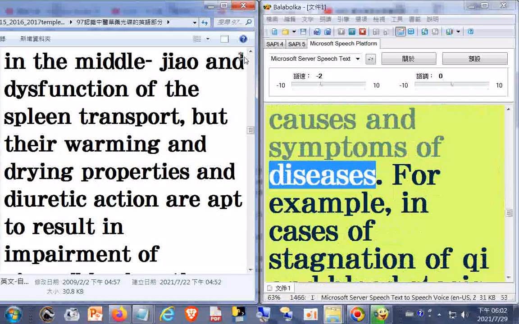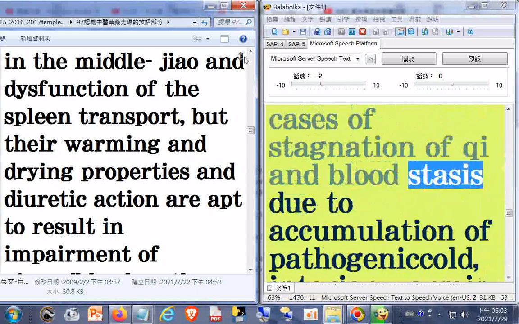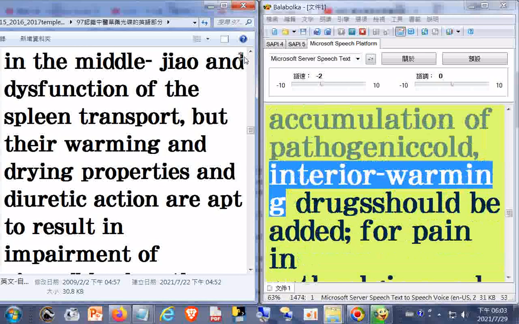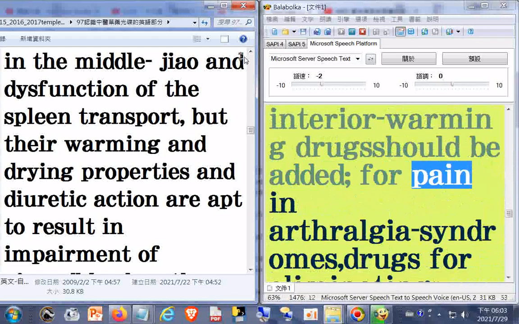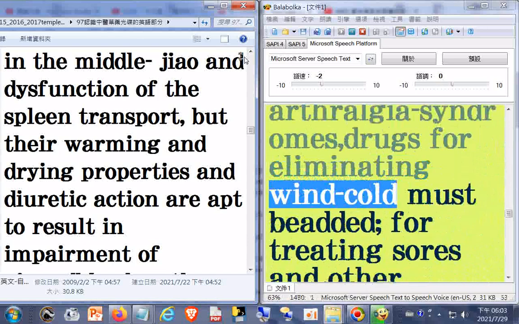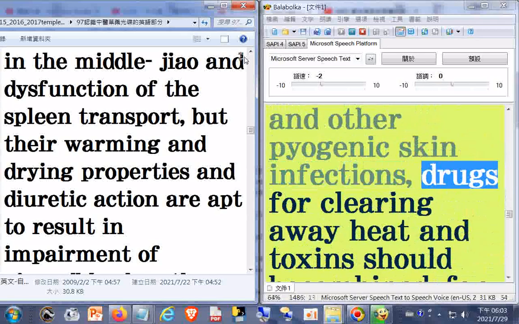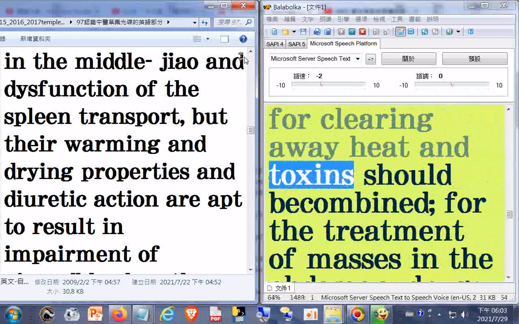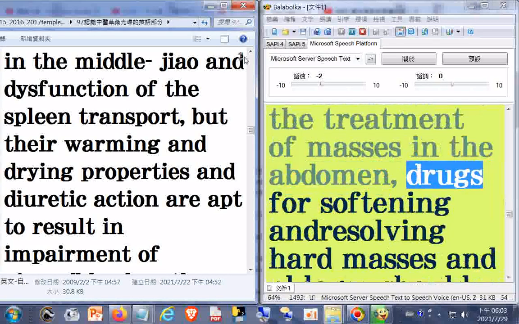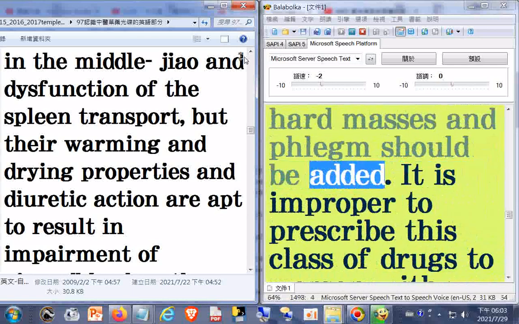diseases. For example, in cases of stagnation of qi and blood stasis due to accumulation of pathogenic cold, interior warming drugs should be added. For pain in arthralgia syndromes, drugs for eliminating wind cold must be added. For treating sores and other pyogenic skin infections, drugs for clearing away heat and toxins should be combined. For the treatment of masses in the abdomen, drugs for softening and solving hard masses and phlegm should be added.